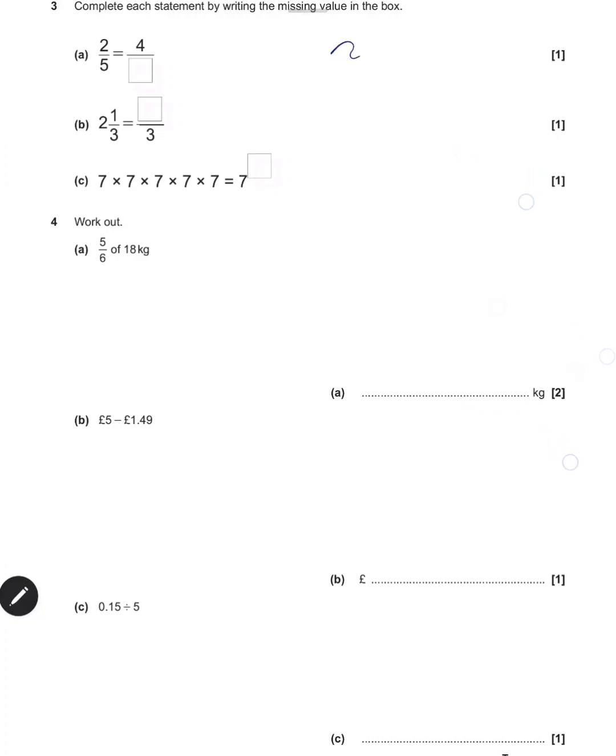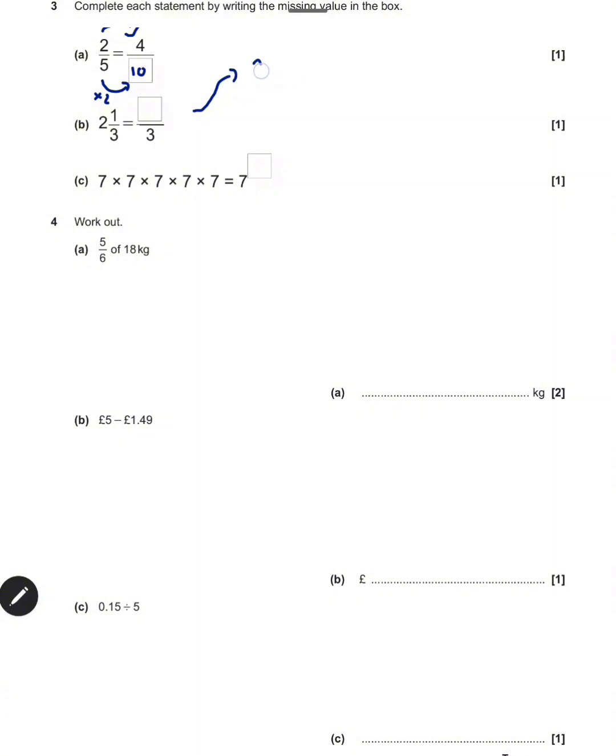Question 3, we've got some equivalent fraction work. So 2/5 is the same as 4 somethings. On the top there, it looks like we're multiplying by 2. So I'm going to do the same down here. And 5 times 2 is 10. 2/5 is the same as 4/10.